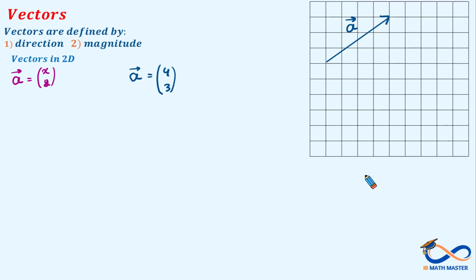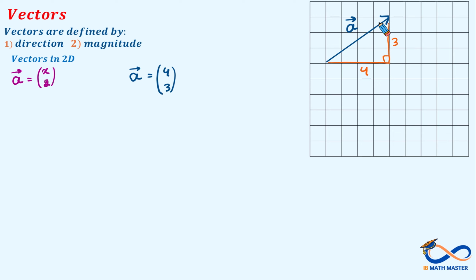Now here, we have vector A. We will talk about the magnitude now. The magnitude of a vector is the length of the vector, the length of this arrow. We can find the length of this vector, or the magnitude of this vector, by applying Pythagoras theorem in this right triangle here.